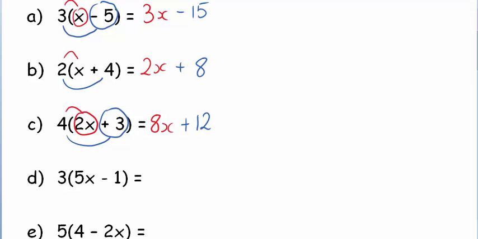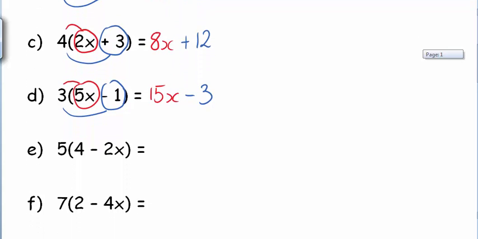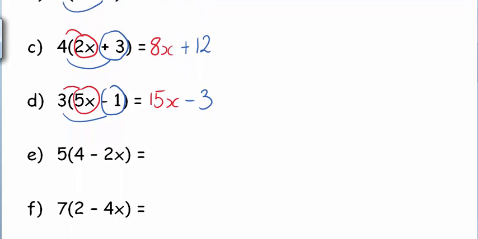The solution. 3 times 5x. So 3 times 5 is 15, and I've still got the x. 3 times minus 1, 3 times negative 1 is simply negative 3. What if the first term in the bracket doesn't have an x, but the second one does? What do I do then? It's not really much different. I just have to be consistent how I multiply.